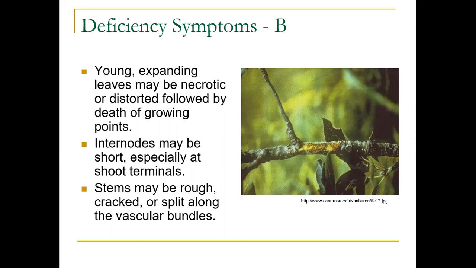Internodes of the plant will also be short, especially at the shoot terminals, and stems may be rough, cracked, or split along the vascular bundle. So in this figure you can see the stem is rough, cracked, and there is a split along the vascular bundles.